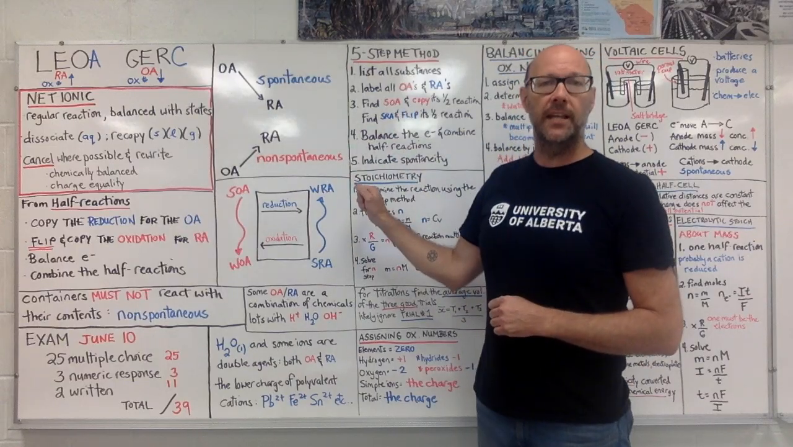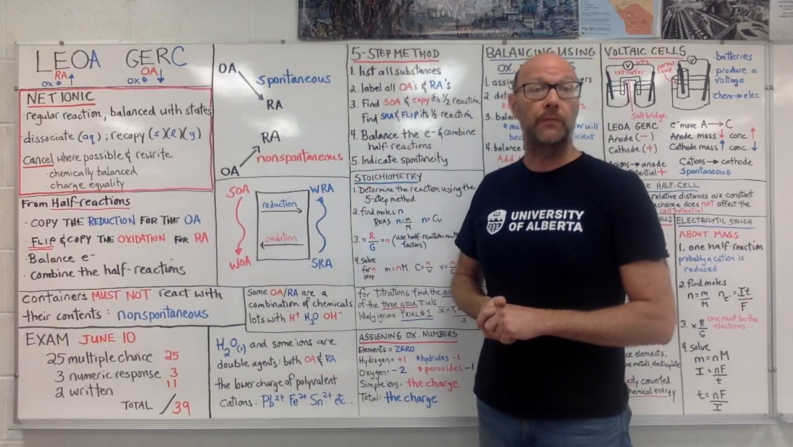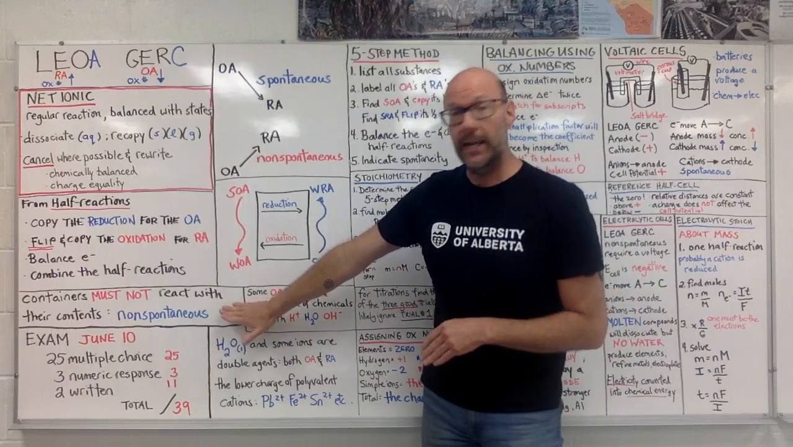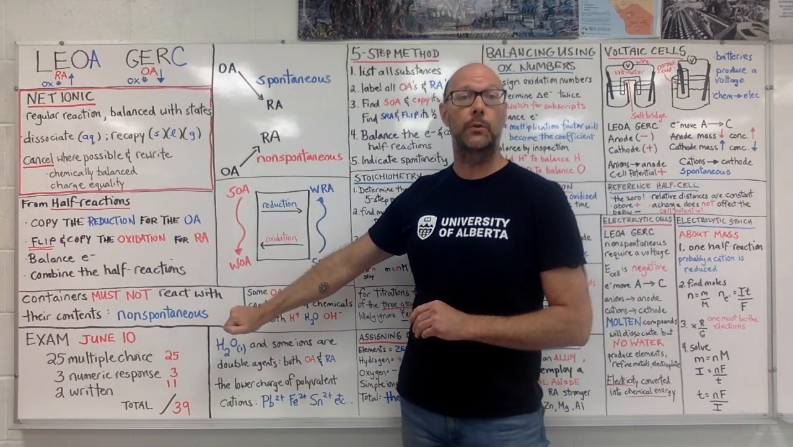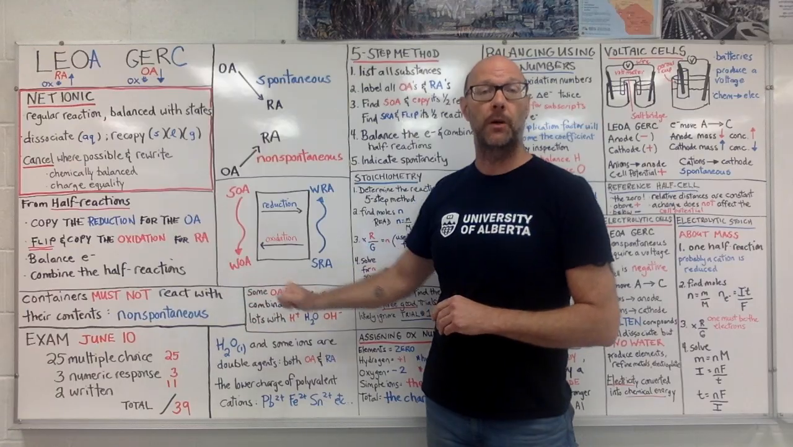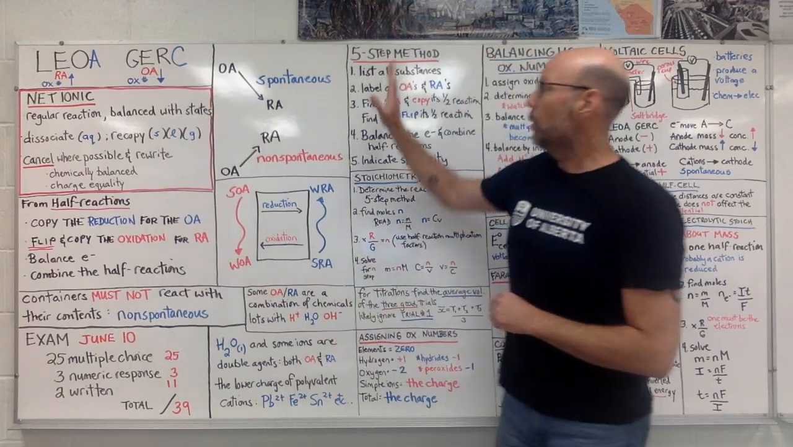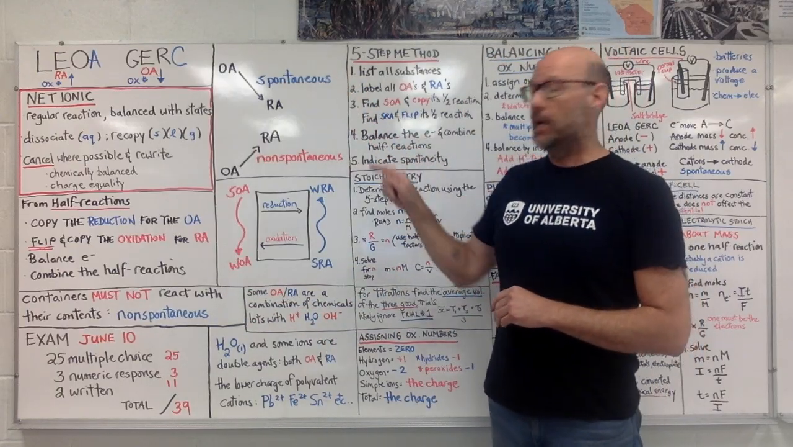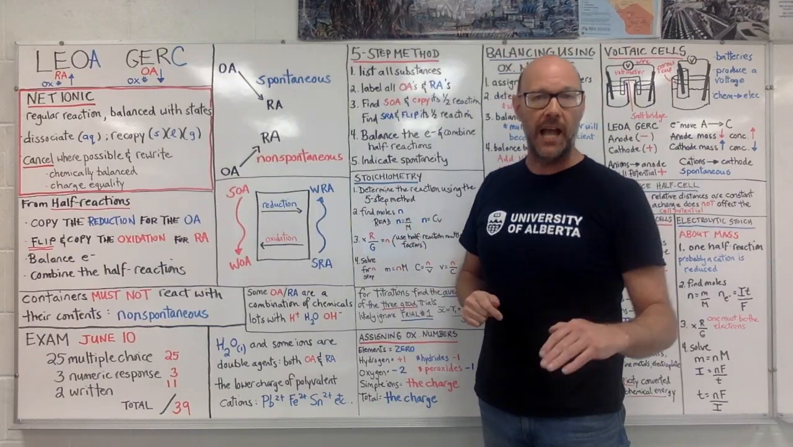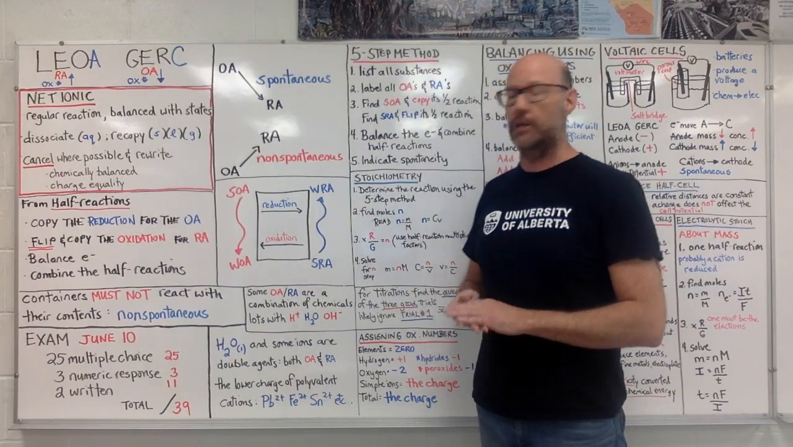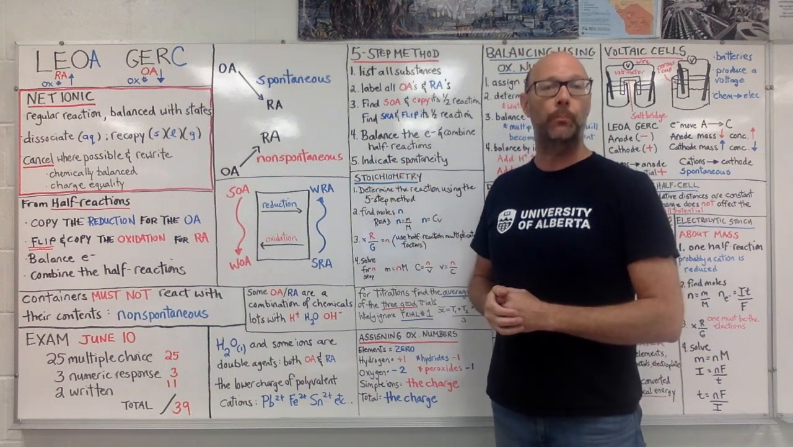The ideas of spontaneity can also pop up in a couple of different ways. We can get asked questions about a container. A container should not react with its contents, so we're looking for a non-spontaneous reaction there. We can use spontaneity rules to generate a table in a couple of different ways, from a list of reactions or a table of reactions. We could do table building.